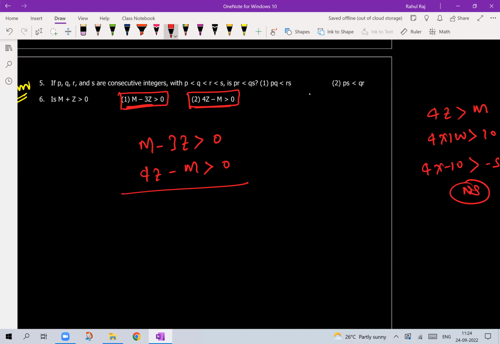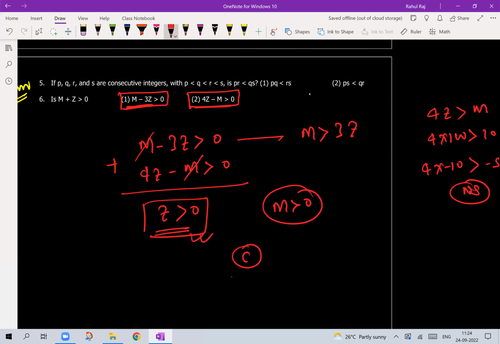So when I solve this, I'll try to add, or reduce the equation, based on my convenience. Simple logic. If I add, m is getting subtracted, so it cancels. So if I add this, what happens? M cancels, 4z minus 3z, z greater than 0. I know that now z is greater than 0. Option number 1 says me what? That m is greater than 3z. If z is greater than 0 and m is greater than 3z, m will surely be greater than 0. So answer should be C. Anyone, any problem? Rajesh, is this clear? Yes, Rahul, clear. Nishit?